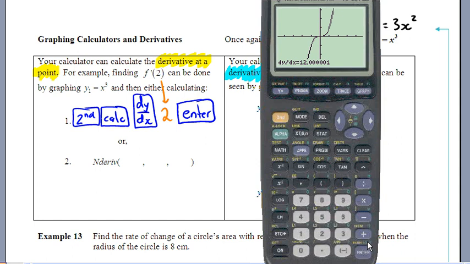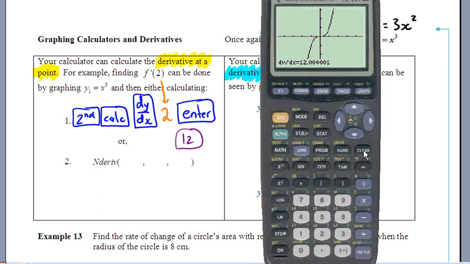We hit enter, and it says here's your answer, 12.000001. Well, your calculator is not as good as you are at doing these. It can't do limits quite as well. So you have to look at that and go, oh, I get it. You're trying to tell me the answer is 12, right? So yeah, 12 is the answer. Great.